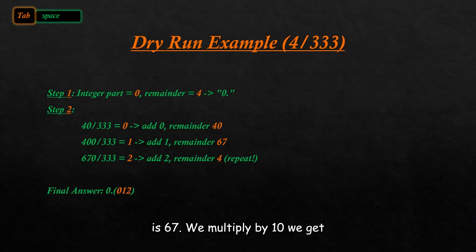We multiply by 10, we get 670. Divide by 333 gives 2. So we append 2. Remainder 4 again. At this point the remainder repeats, meaning we are in a cycle. The digits 0, 1, 2 form the repeating sequence. Final result is 0.012 with 0, 1, 2 within the parentheses.